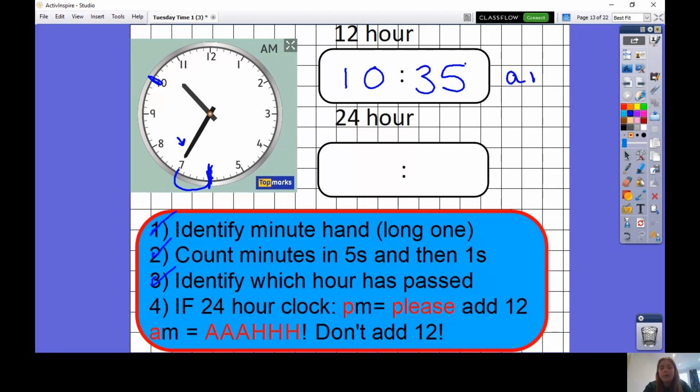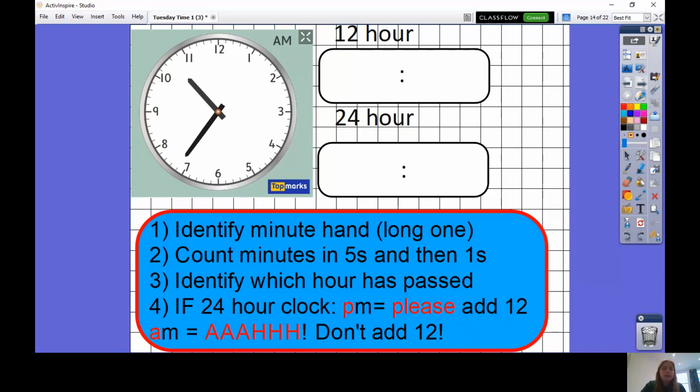So I'm going to write AM here. Okay, if in the 24-hour clock, please add 12. If it's AM, don't add 12. Okay, I'm not going to add 12 then. It's just 10:35. Simple. Some children, whenever they see 24-hour clock, think, oh, I know, I just need to add 12. You only add 12 if you're talking about the afternoon times. In the morning, it's the first 12 hours of the day, so we're not adding anything to it.